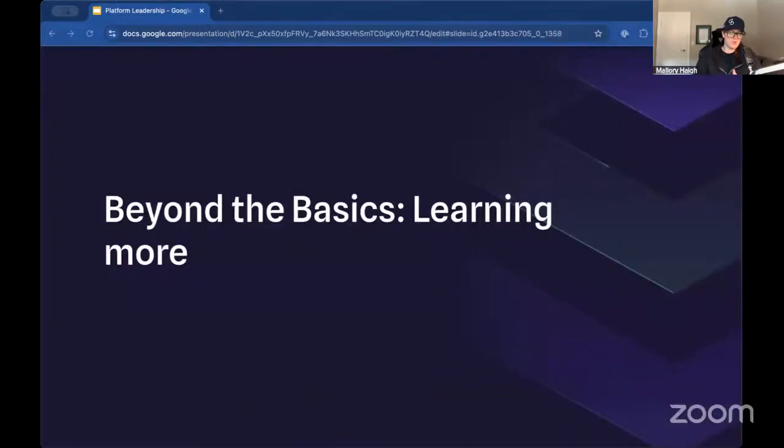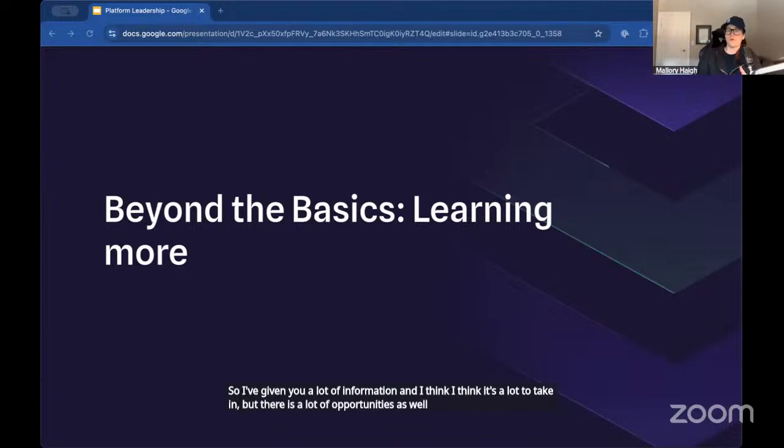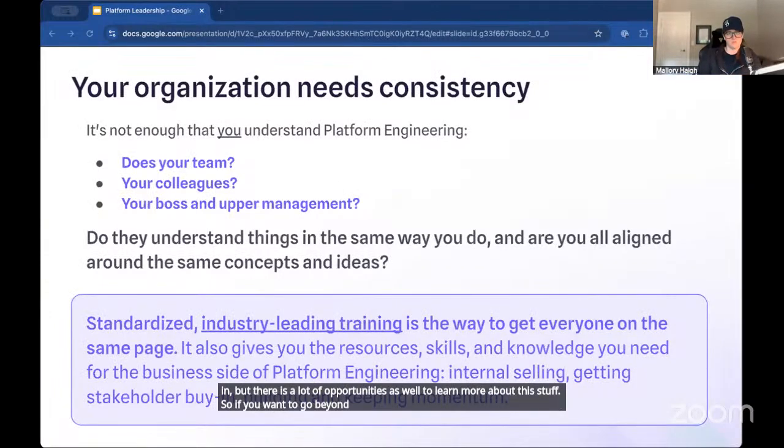So I've given you a lot of information, and I think it's a lot to take in, but there are a lot of opportunities as well to learn more about this stuff. So if you want to go beyond the fundamentals, how do you learn more?